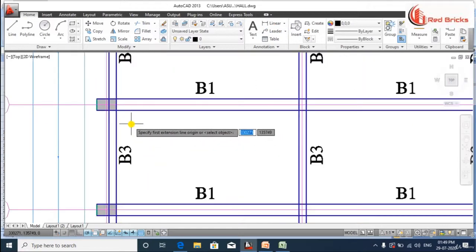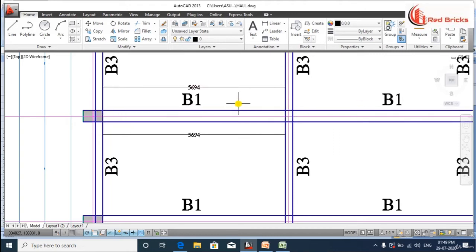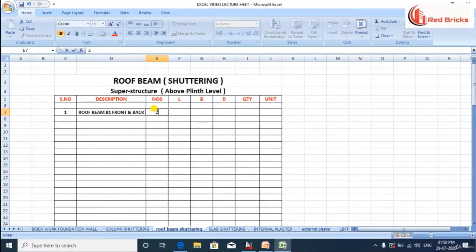The breadth of beam 3 is 230 mm and its depth is 432 including slab and 300 excluding slab. The length of beam B1 is 5694 mm and we have 12 members of B1 in the plan. The shuttering will be done on both sides of the beam, and so this makes it 24 members of length 5694 mm. The number of B1 is 24.